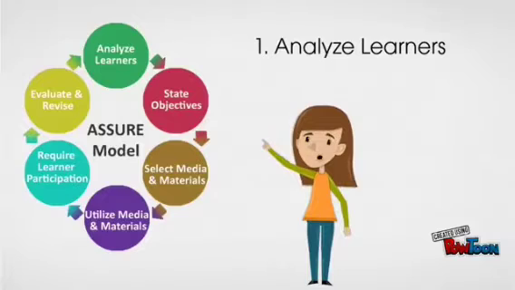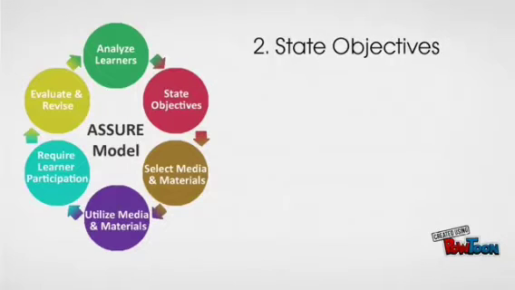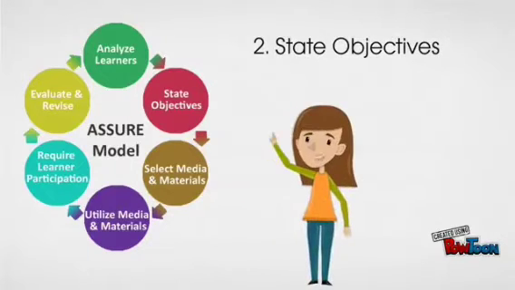The second step of the A.S.S.U.R.E model is to state your objectives. They should be specific and very measurable. Students should understand what these objectives are at the beginning of the unit so that they know what is expected of them until the end.